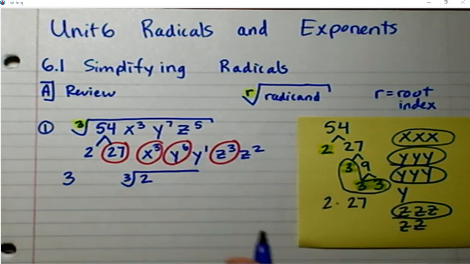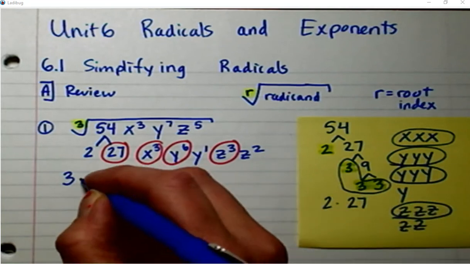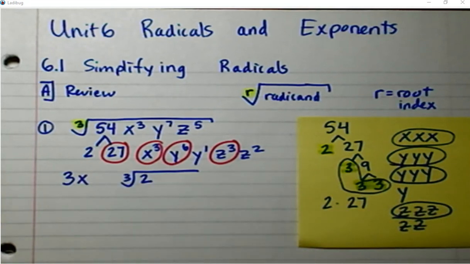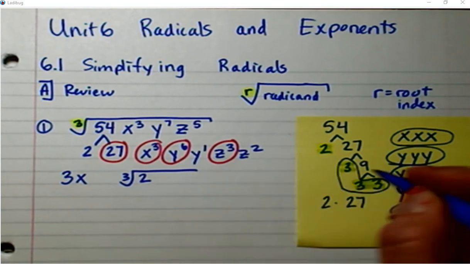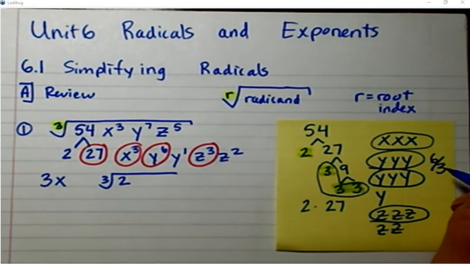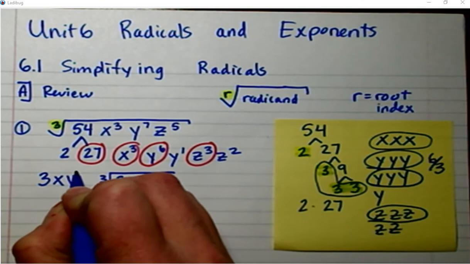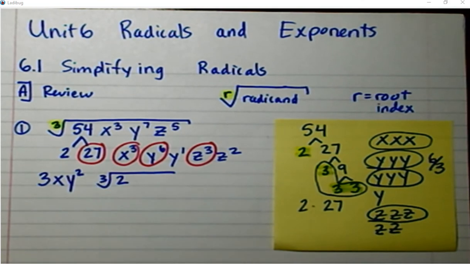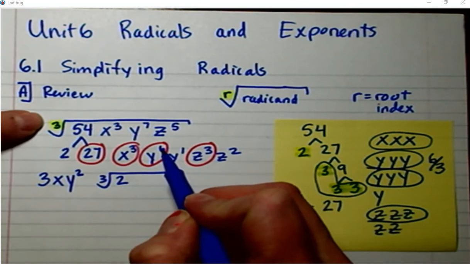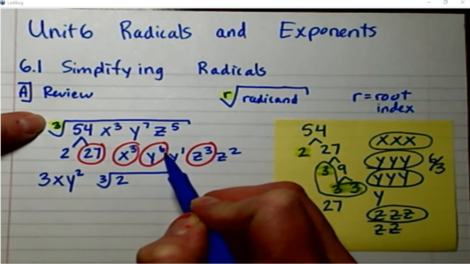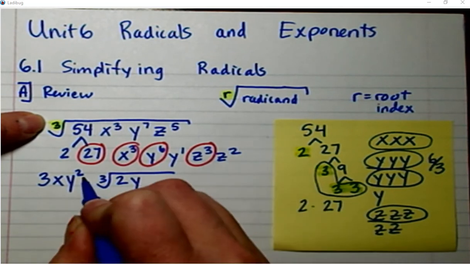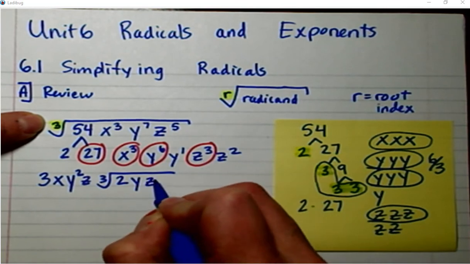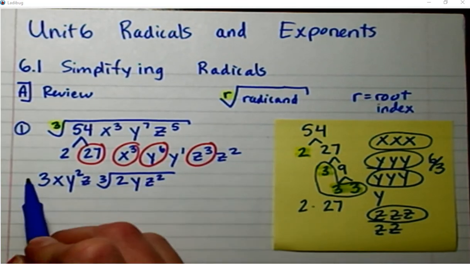X cubed, that's 3 over 3, that's one group. So X comes out, no X's inside. Y to the 6th. Okay, well, 6 over 3 is 2. So Y squared comes out, right? 2 groups of 3. 6 over 3 tells you how many groups. And Y stays in. Z comes out. Z squared stays in.